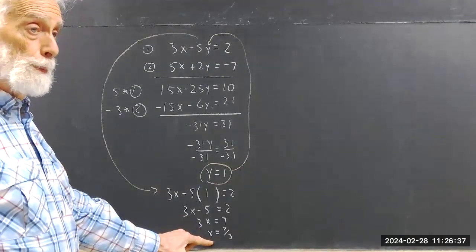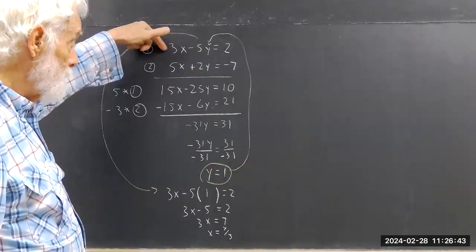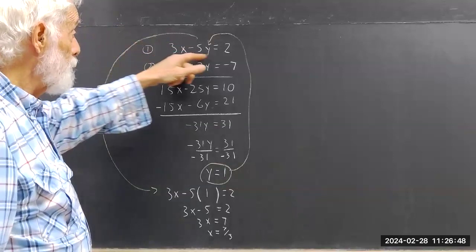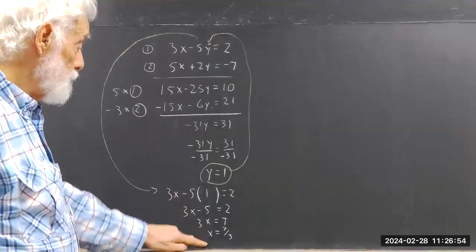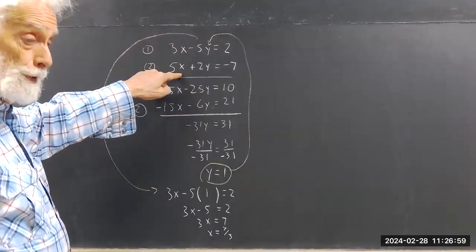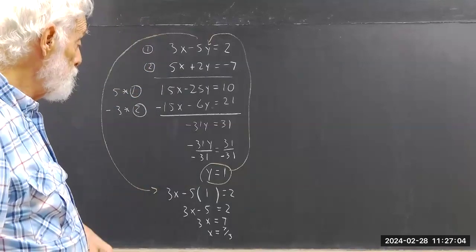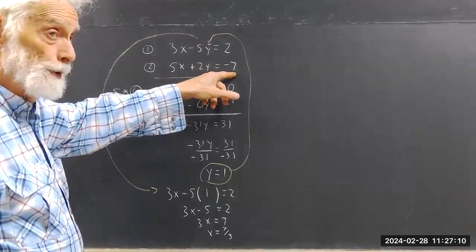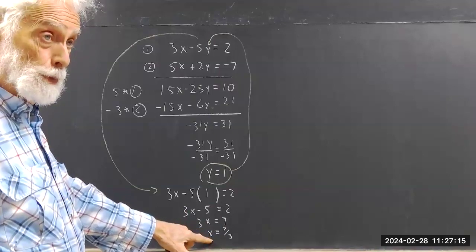Well, I plugged x equals 7/3 into the first equation. 3 times 7/3 is 7. 5 times 1 would be -5. 7 minus 5 does equal 2. Well, since I used the first equation to get this value, there's no surprise that this satisfies it, but it doesn't satisfy this equation. 5 times 7/3 gives me 35/3. 2 times 1 gives me 2. And neither one of these is negative, so I'm sure I'm not going to get a -7 out of it. So I can see right away that this didn't work.